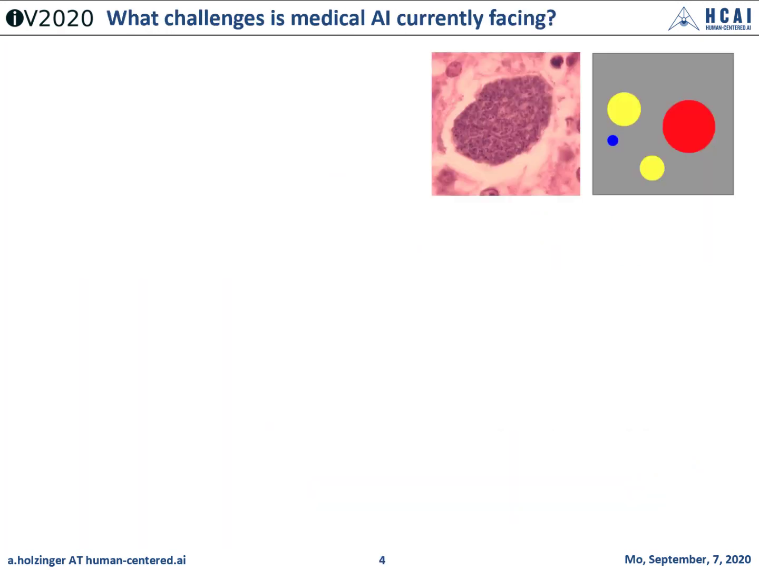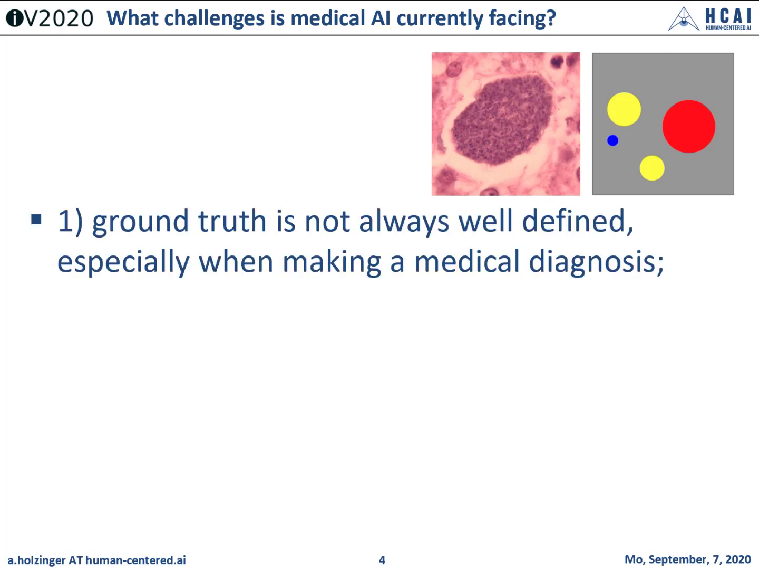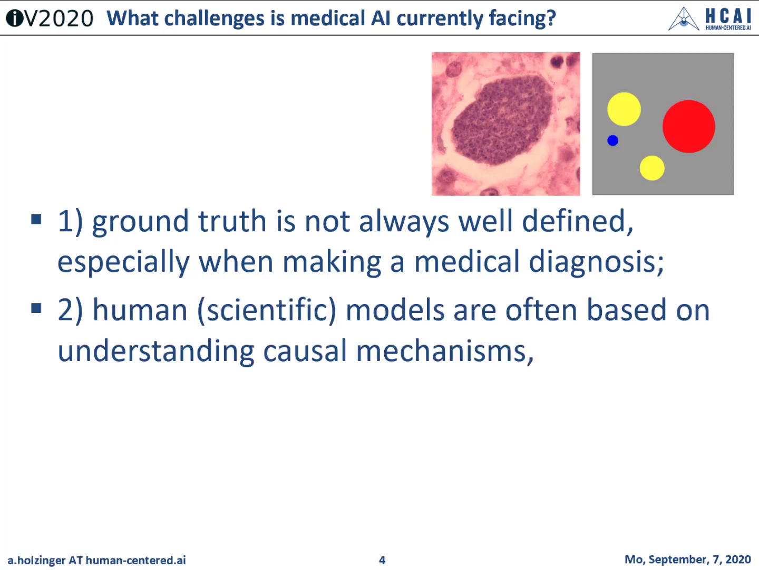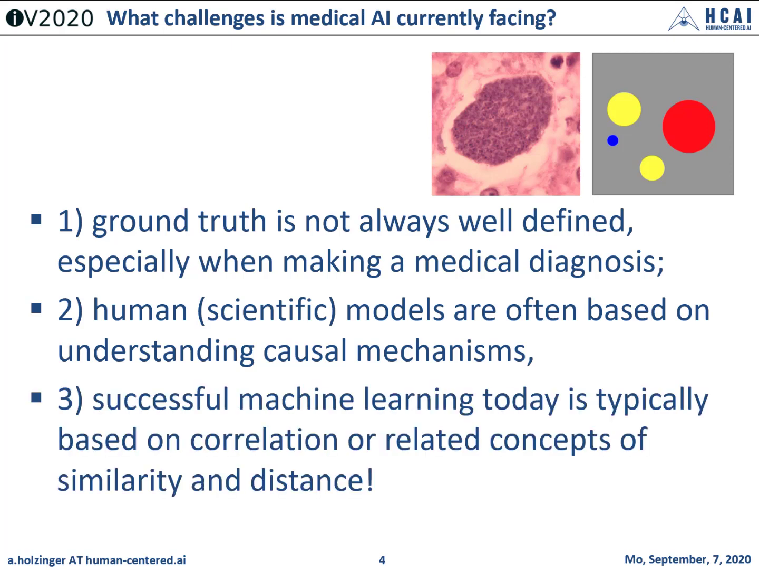So, what is our story? Fact, medical AI is currently extremely successful and can reach human level performance. However, in the real world, we are facing 3 challenges where we want to contribute with this ongoing work. First, ground truth is not always well defined, especially when making a medical diagnosis. Second, human scientific models are often based on understanding causal mechanisms. And third, successful machine learning today is typically based on correlation or related concepts of similarity and distance.